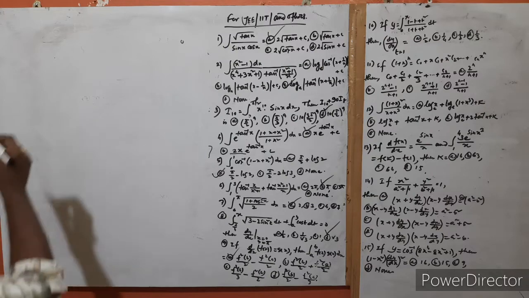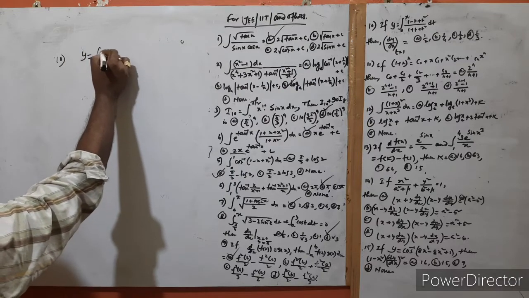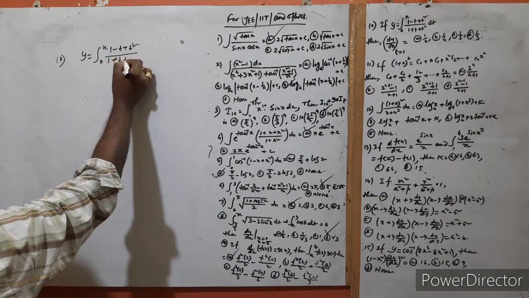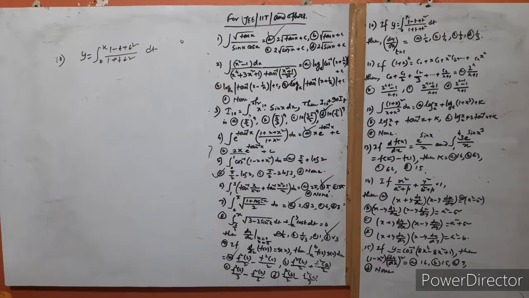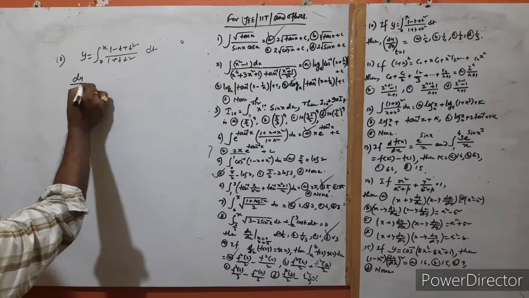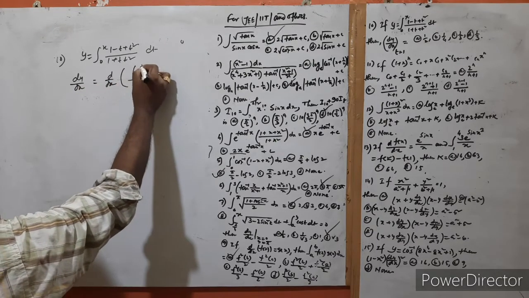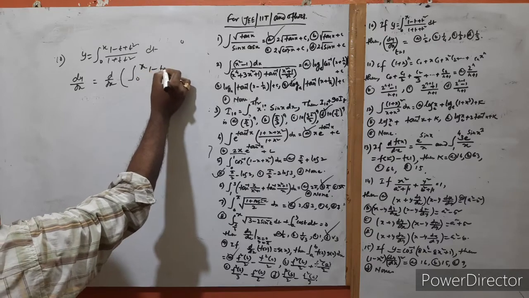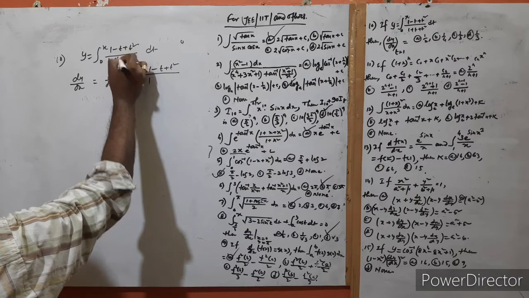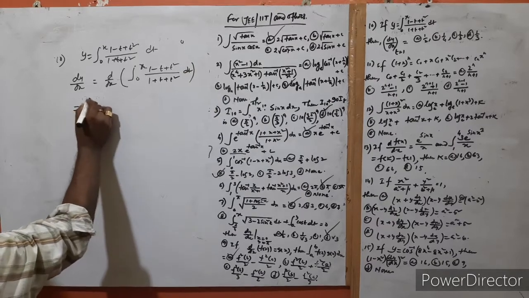Now see question 14. This is y equal to the integral from 0 to x of 1 minus t plus t square by 1 plus t plus t square dt. Again, this is differentiation, so dy/dx means d/dx of that. Same as question 8, follow the property which I have used there, with 1 plus t square dt. This is a property.